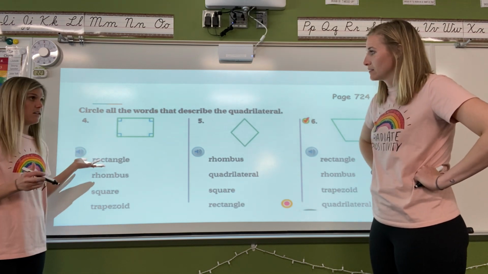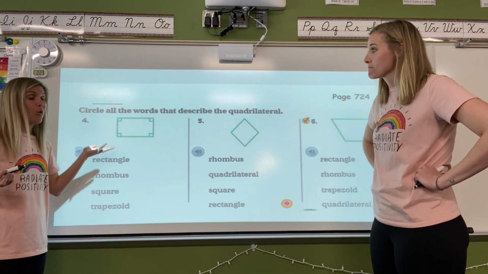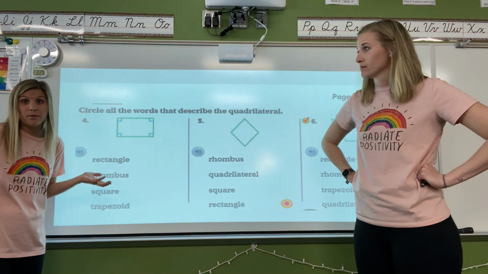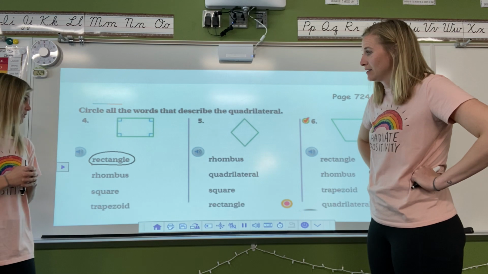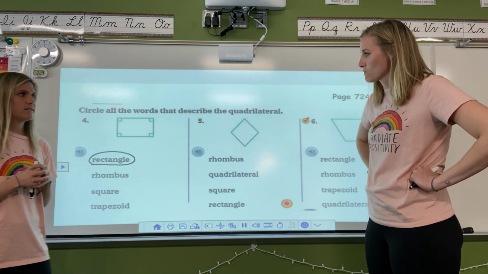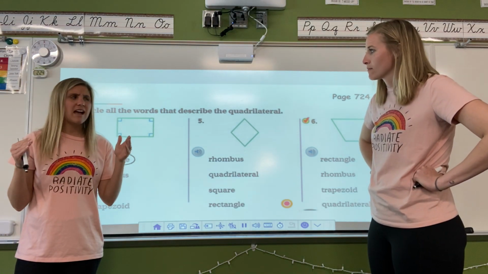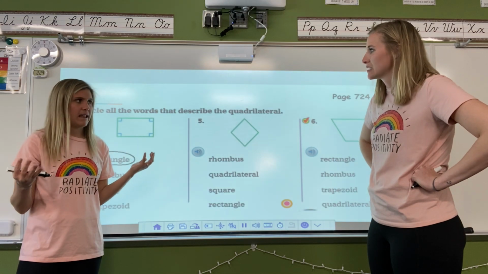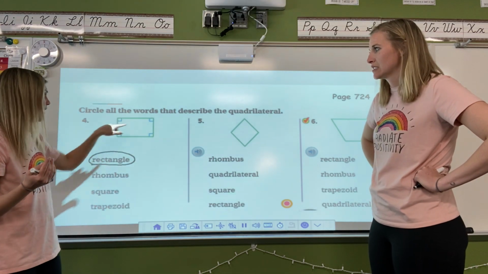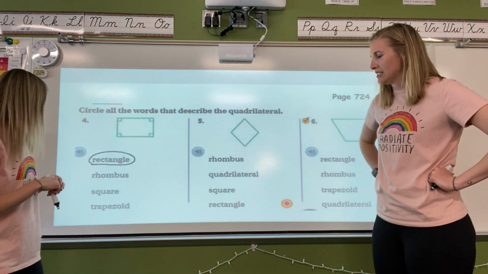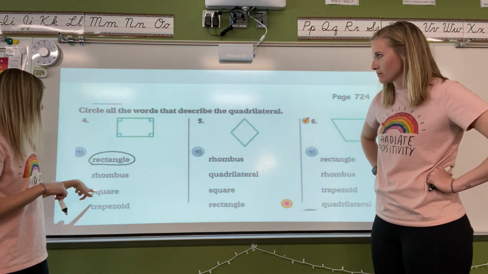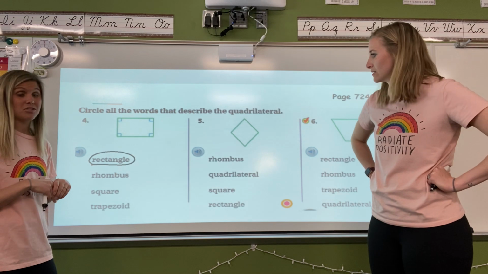Well, is it a rectangle? I look at it and I know right away because I've learned about rectangles before that yes, that is absolutely a rectangle. Is it a rhombus? Remember we said rhombuses have sides that are all the same length. Well, not all the sides in that are the same length. So no, that is not a rhombus. I know right away looking at that is not a square.